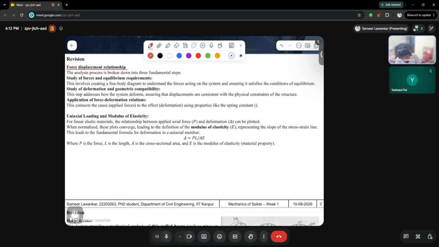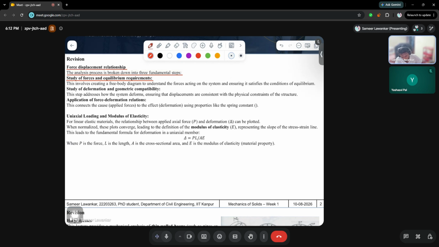Basically, what has the professor explained is that the analysis process is broken into three fundamental steps. The first is the study of forces and the equilibrium requirements. The concepts are the same, nothing typical. First of all, you need to make the free body diagram. The second is the summation of forces, and the third, an addition, is that you need to understand the deflection. One of the typical questions asked regarding these concepts is if some of the members are beam members, as in rigid members. So you need to understand that part. Otherwise, it is the same as the previous discussion.